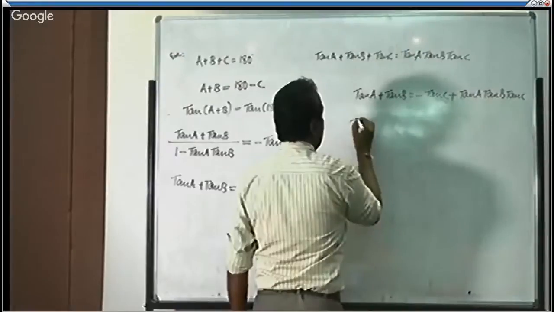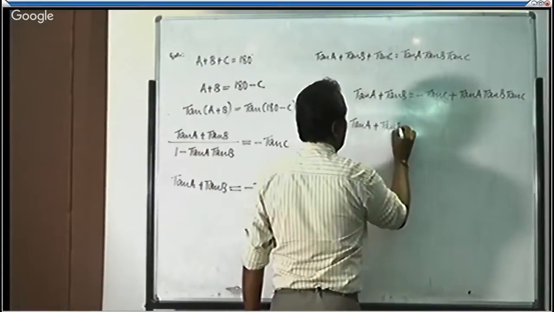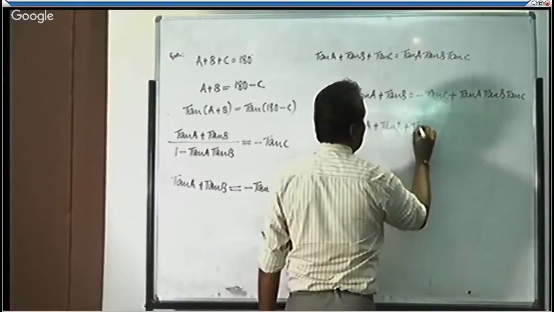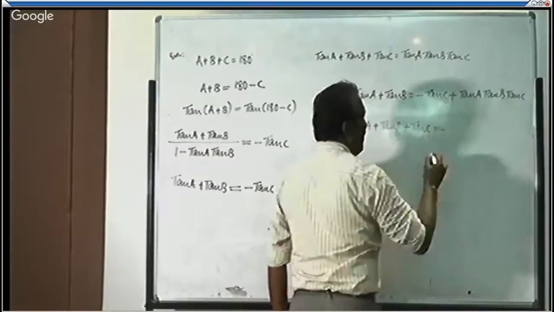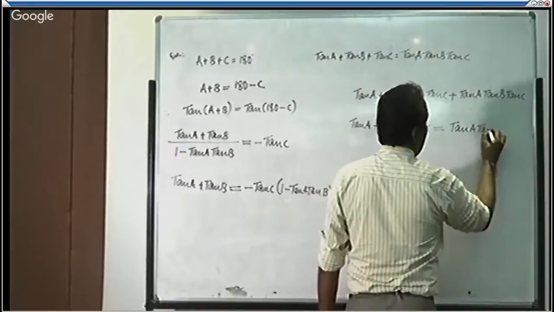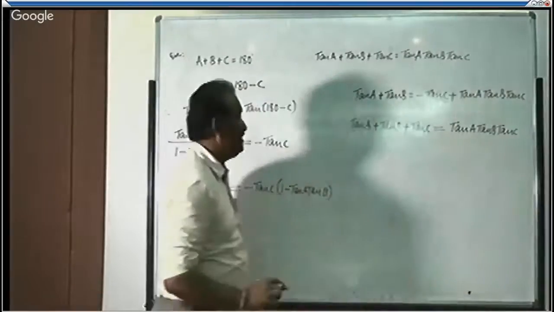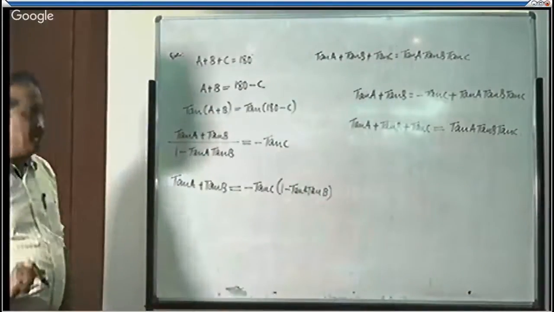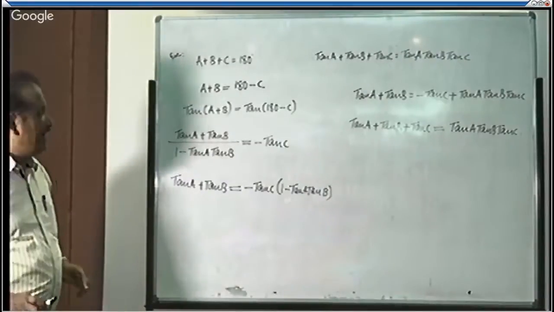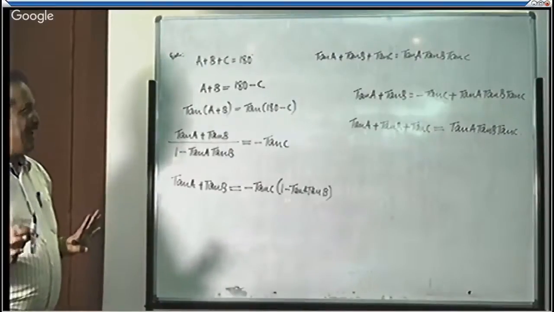Right? Now tan A plus tan B. If we transfer minus tan C to the left hand side, it becomes plus tan C. What will be the remaining thing on the RHS? That is tan A tan B tan C. Right? This is also a question taken from the examination, so it is for 6 marks. If A plus B plus C is equal to 180 degrees, prove that tan A plus tan B plus tan C is equal to tan A tan B tan C.